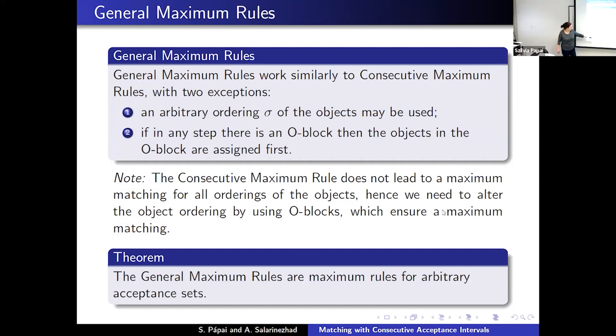Here I'm referring to general maximum rules as a class of rules, because it can use any ordering of the objects, but actually it also depends on the tie breaking. So now we have an object ordering, which is the primary way to identify a general maximum rule, but there is also the tie breaking, which is an agent permutation. But it's secondary, that's important, and we only use it for tie breaking.